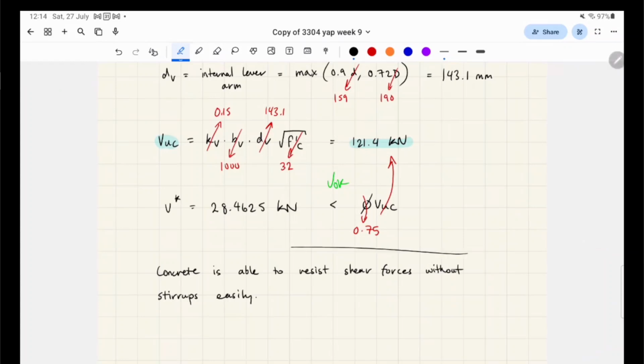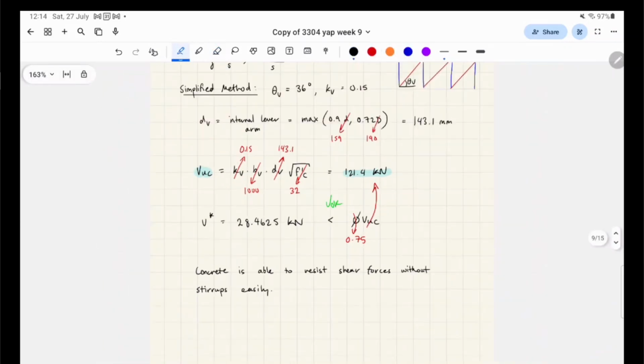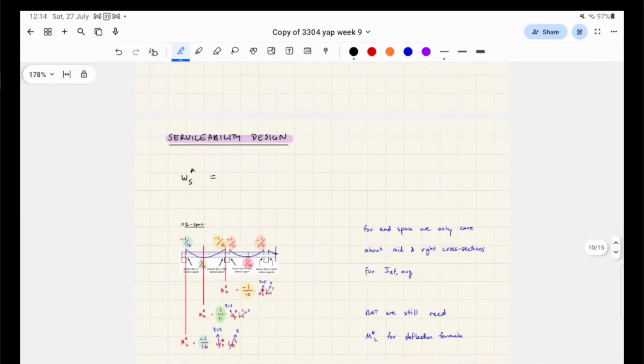So it says here, concrete is able to resist shear forces without the stirrups easily. Does that make sense? No, it does make sense. Okay, cool. Right, we'll move on to serviceability then.